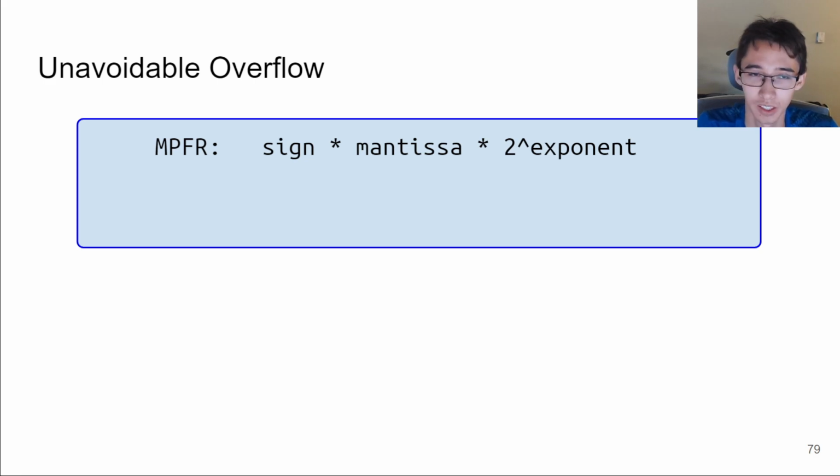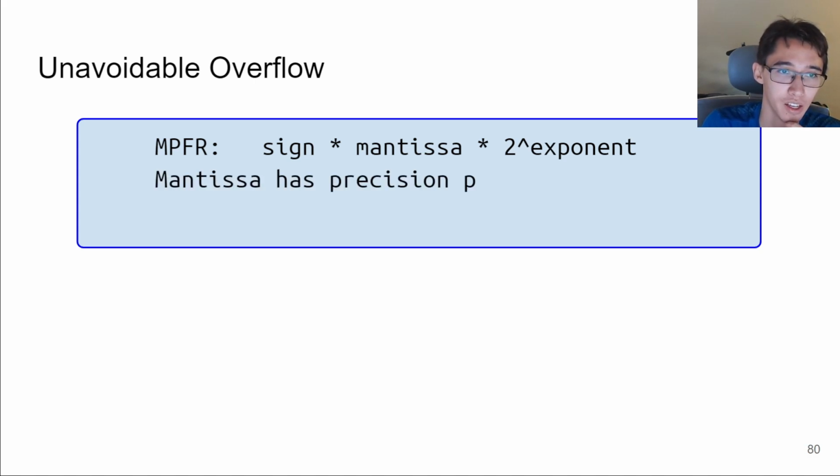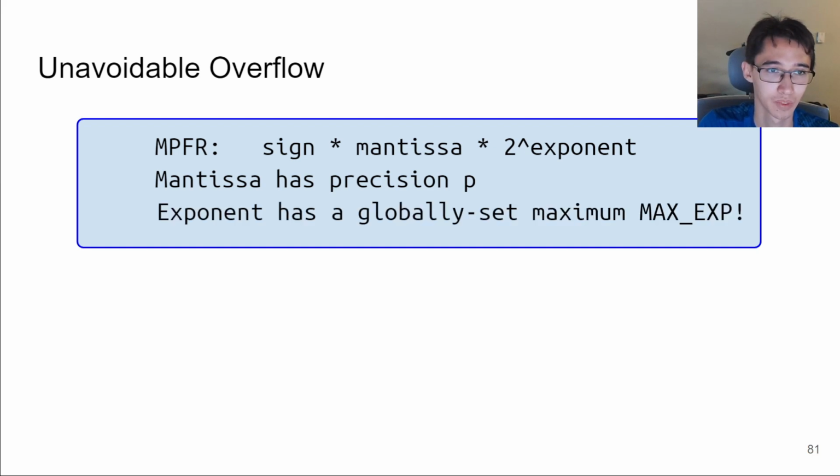So MPFR is a library that gives you arbitrary precision numbers, and these numbers are represented as a sign times some mantissa times 2 to some exponent. The arbitrary precision part for MPFR is that the mantissa has some user-provided precision p, which you can set dynamically. And that's the precision that we're going to be doubling each iteration. However, unfortunately, the exponent has a globally set maximum, max exponent. And this is the precision of that 2 to the exponent, right? The exponent can only have so many bits.